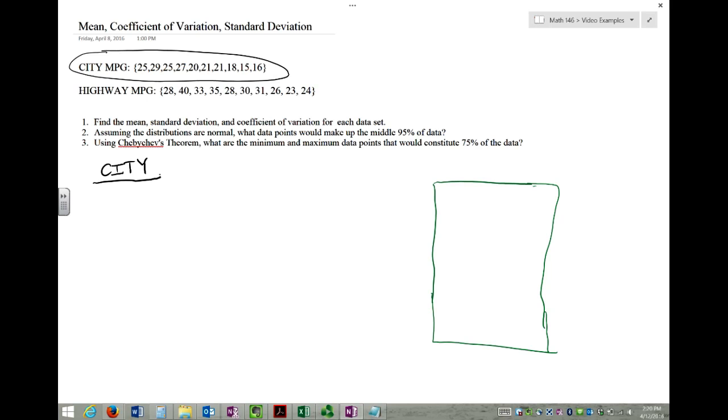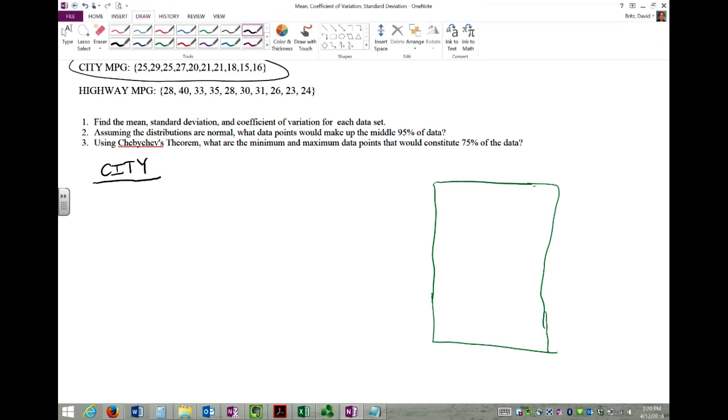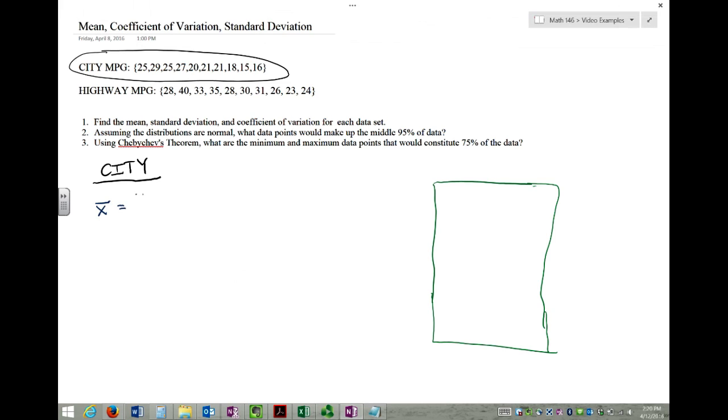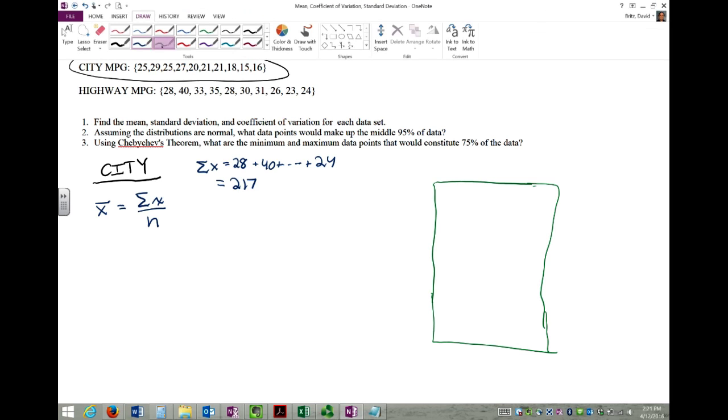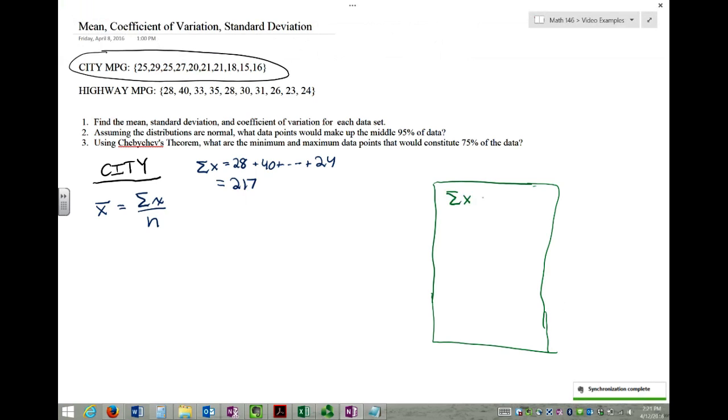And we know that the mean is going to be the sum of the data divided by the number of data points. Okay, that's the first thing we need to find. Now, the sum of the data, sigma x, just means take the sum of everything. So we have sigma x equals 28 plus 40 plus all the way up to 24. If we add all these up, we get 217. Of course, we have 10 data points. We've got to put the n over there.